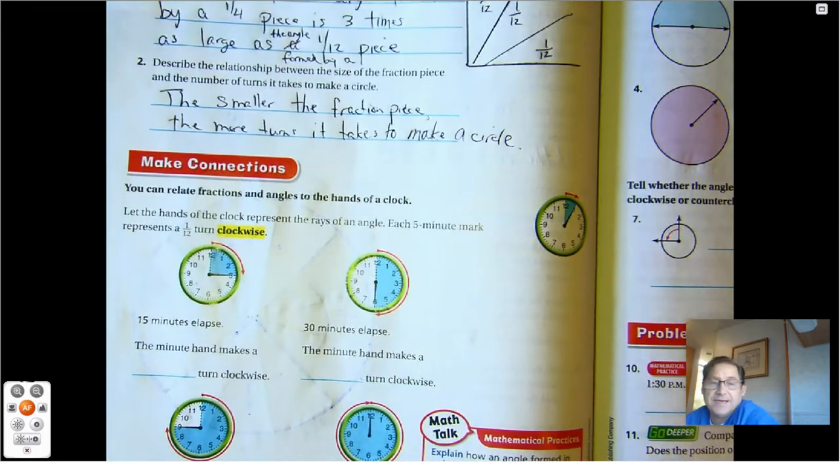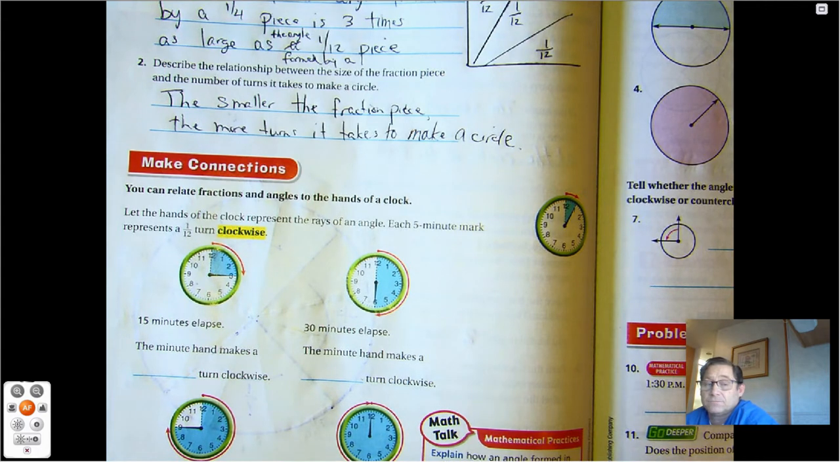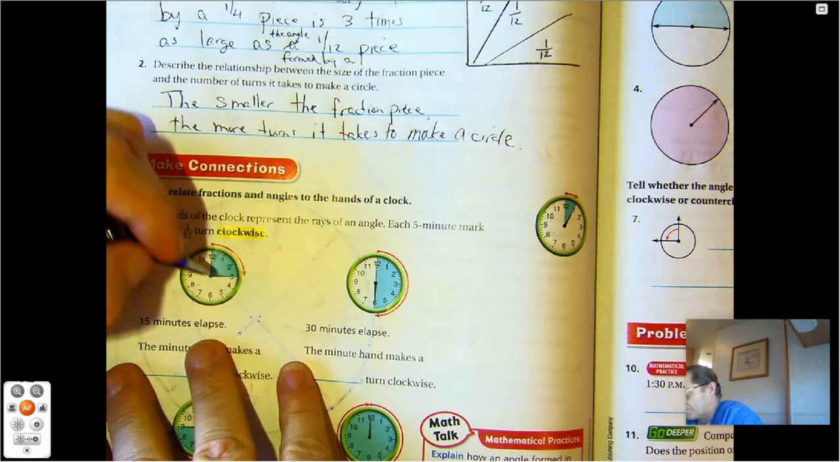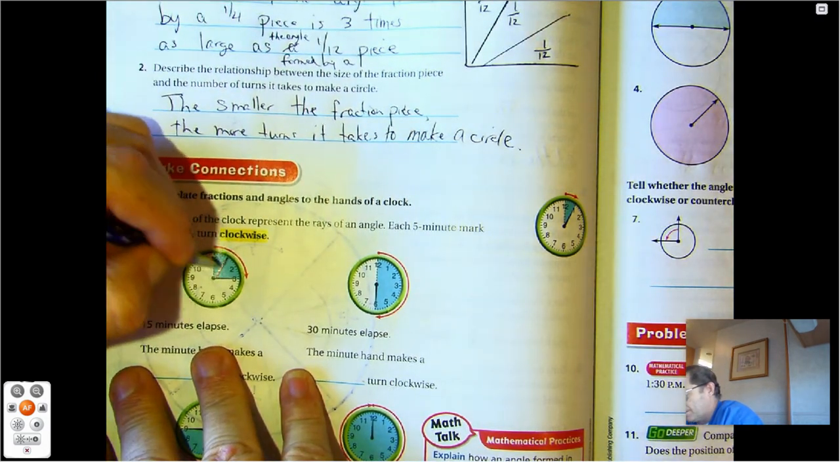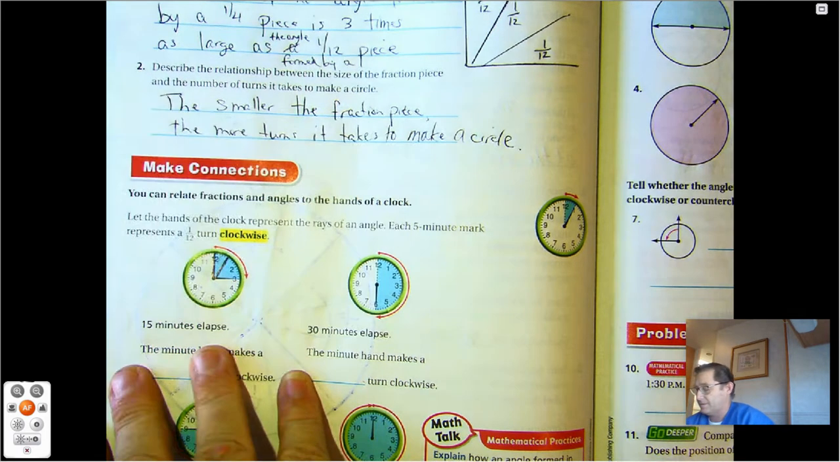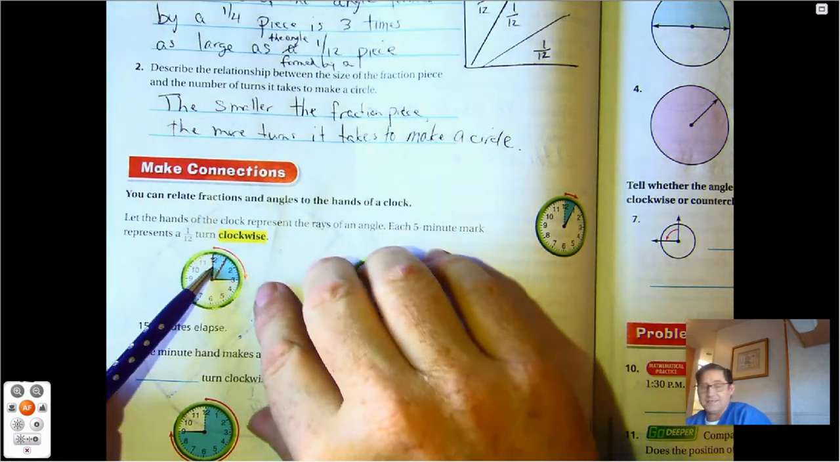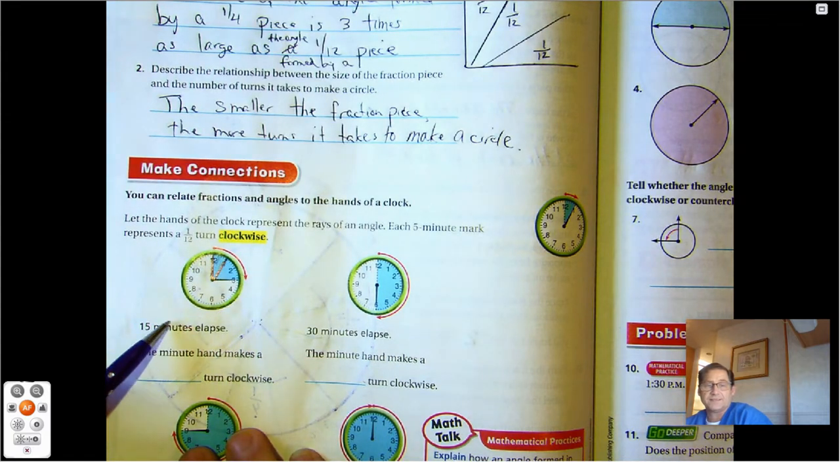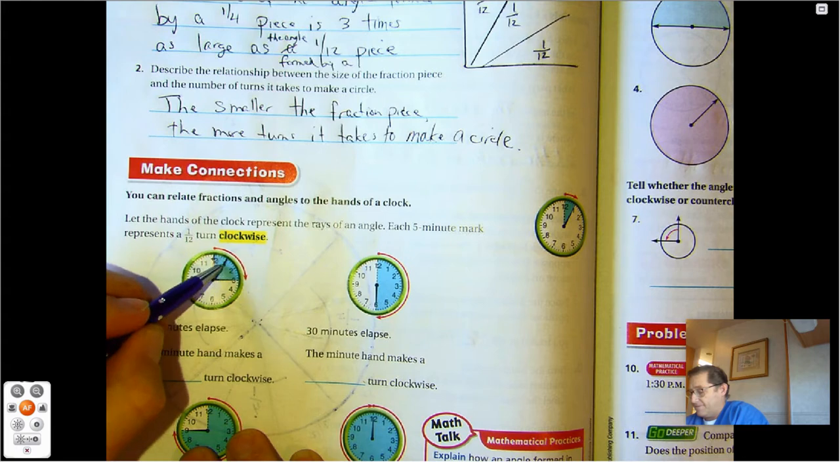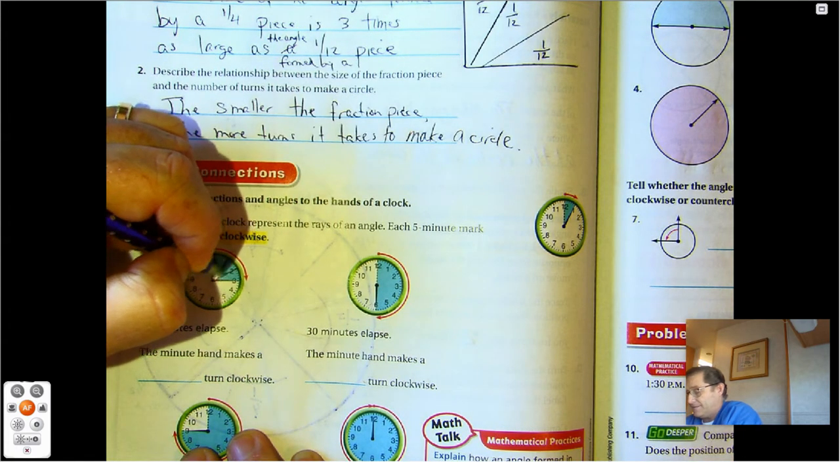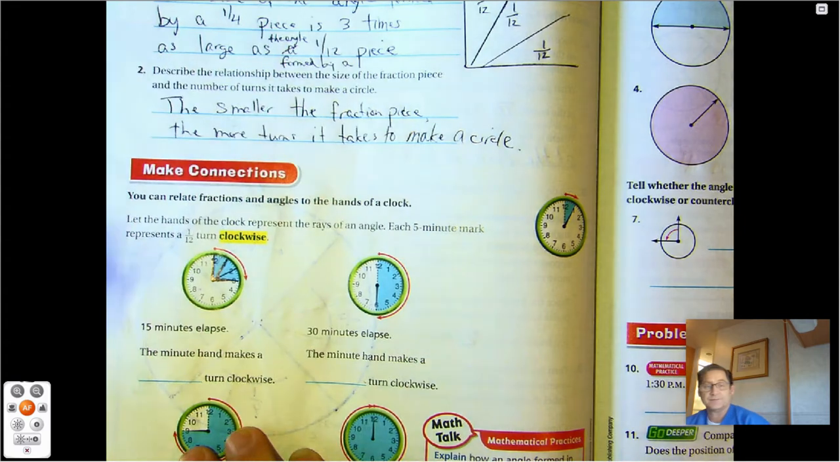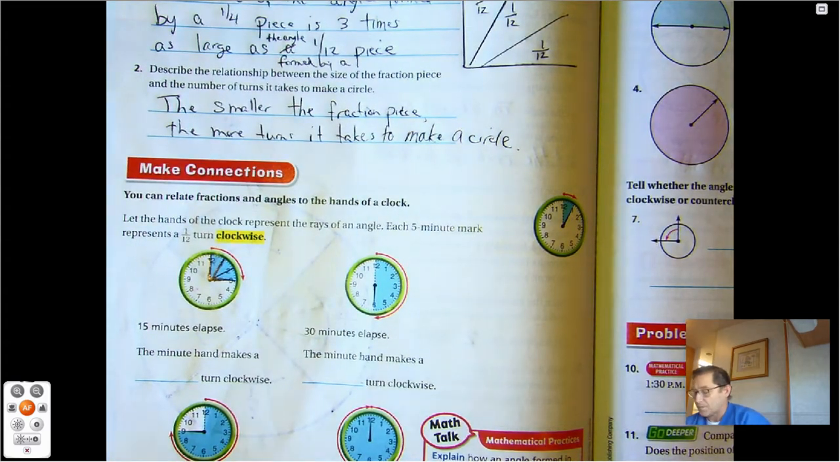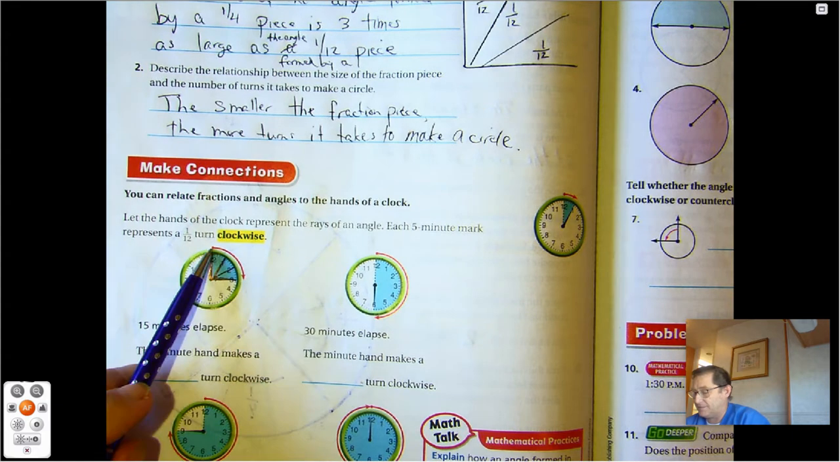All right, you can relate fractions and angles to the hands of a clock. So let the hands of the clock represent the rays of an angle. Each 5-minute mark represents a 1/12 turn. So each of the numbers on the clock is worth 5 minutes. So this would be 5, 10, 15. So 15 minutes have elapsed on this clock.